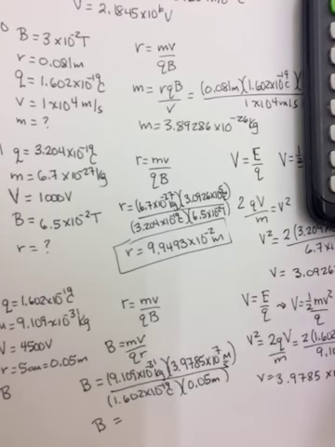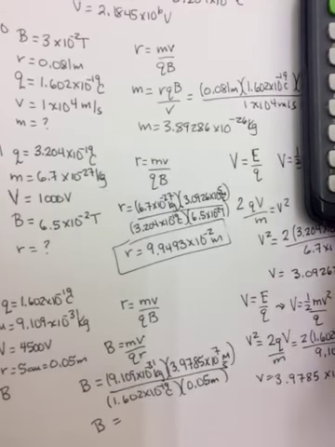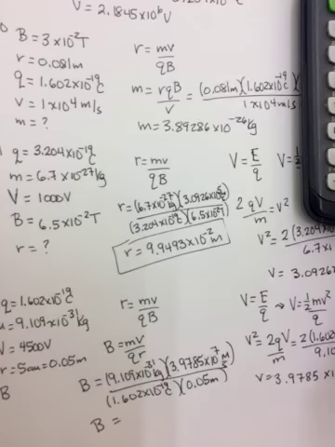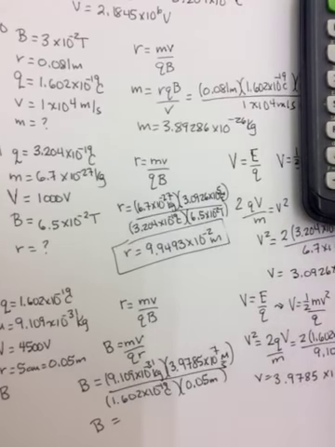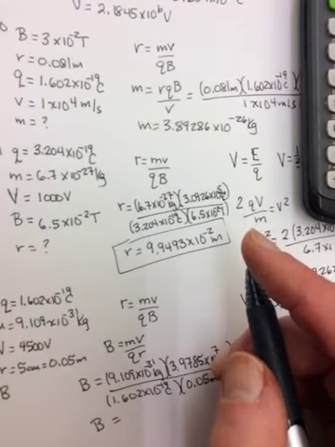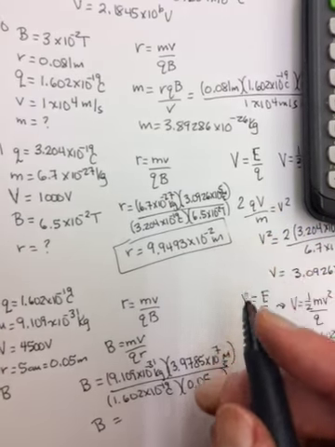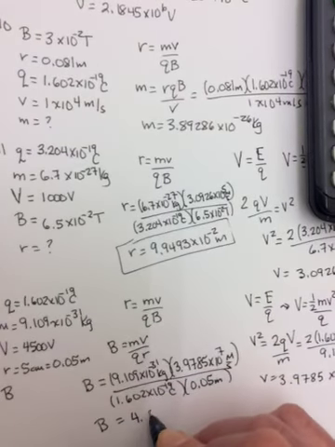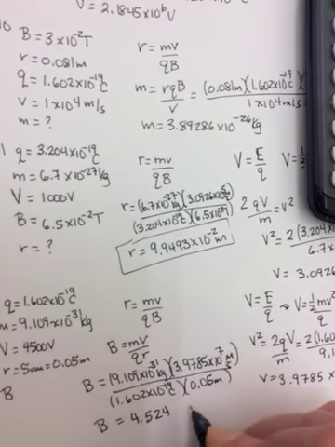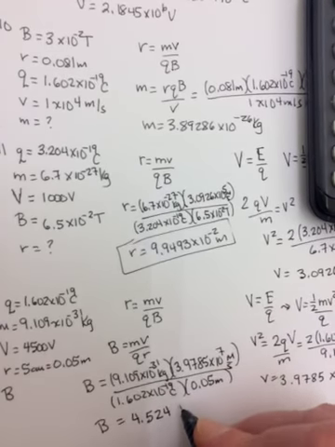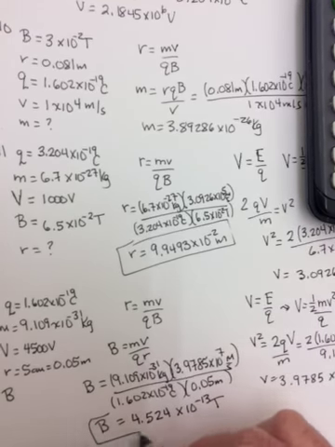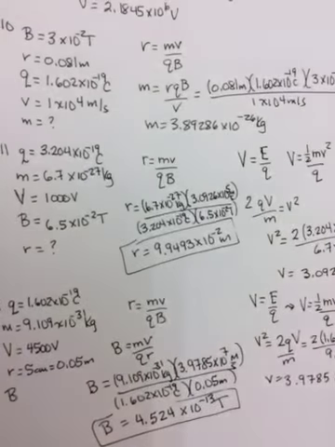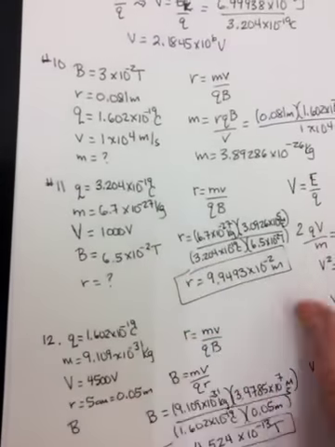So 9.109 times 10 to the negative 31, divided by brackets 1.602 times 10 to the negative 19 times 0.05, close your brackets, and you should get 4.52434, in case you want to know the rest, times 10 to the negative 13 teslas. That is number 12.